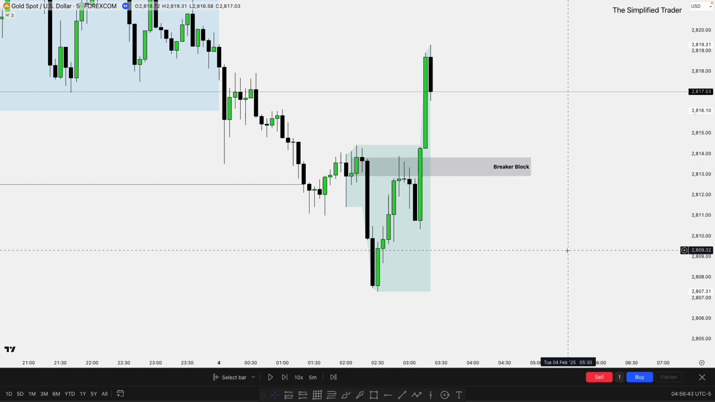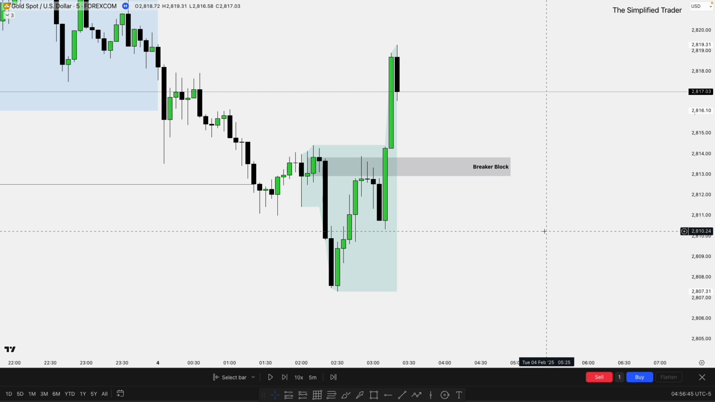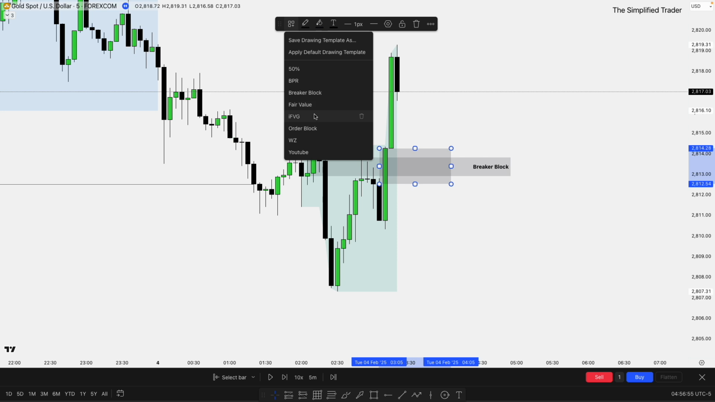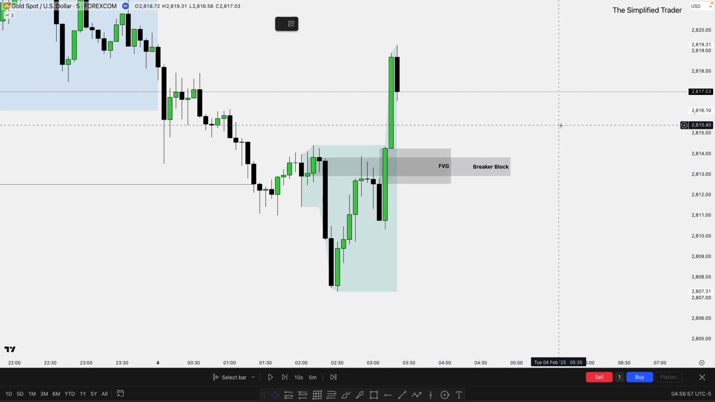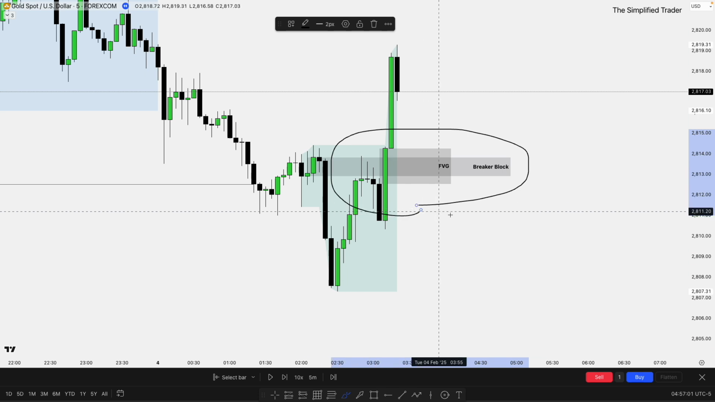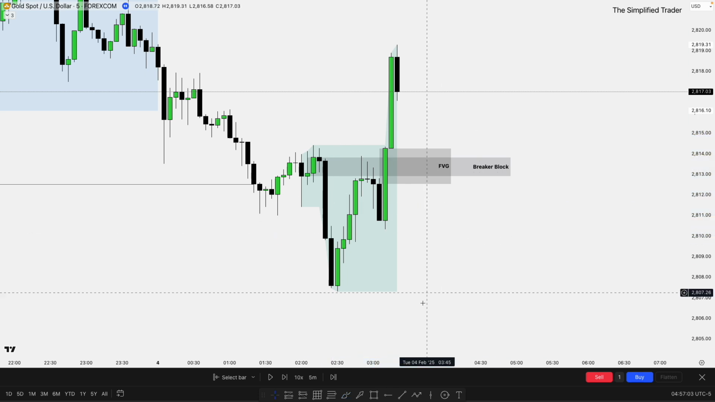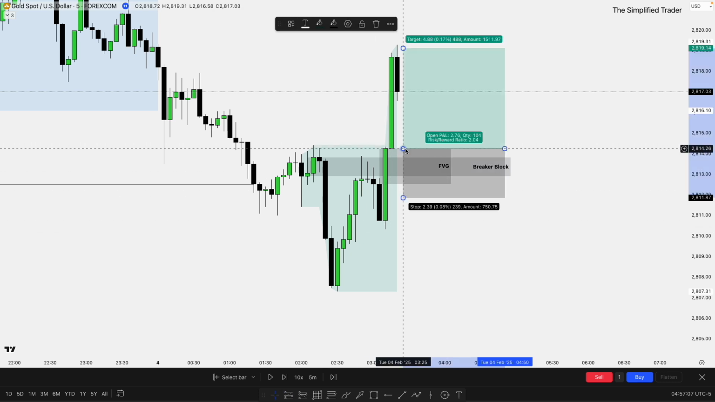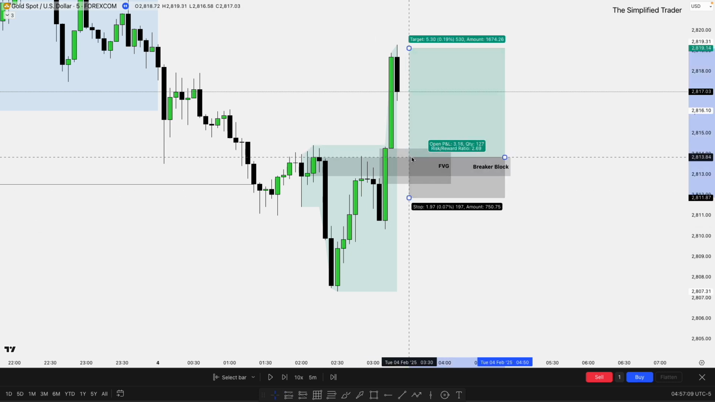Do I have an overlapping fair value gap with that breaker block? Yes, I do. So if you look at the breaker block, we can see we do have this fair value gap that sits nice in the middle of that breaker block. So here I do have that fair value gap, and that is where this becomes a very, very strong point of interest for price action. So again, it is up to you. You can take the retest of the fair value gap, or you can take the retest of the breaker.